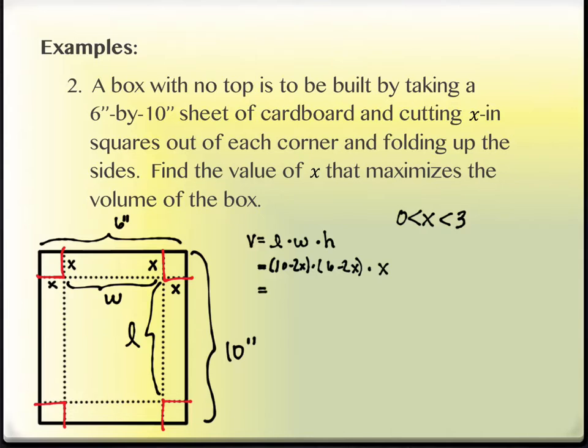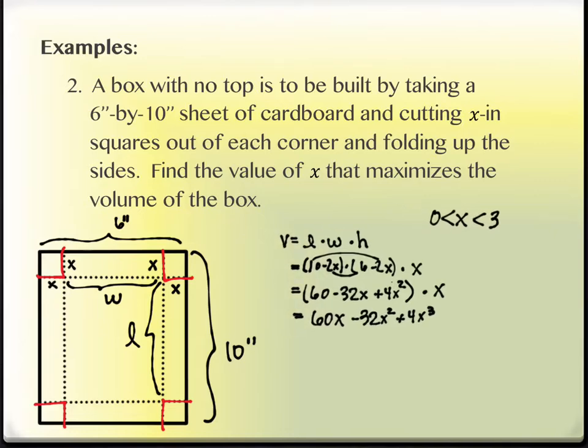So we're going to FOIL out the first piece, and then we'll multiply through by the x. So I have 60, let's see, this is negative 12, and this is negative 20. So negative 32x. And then I have positive 4x squared. All that's times x. So I end up with 60x minus 32x squared plus 4x cubed. I'm running out of space a little bit as I'm running into my 10 inches. So let me shift it. This is volume. Right? That's the volume equation just multiplied out.